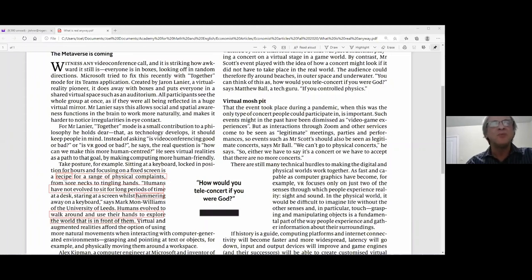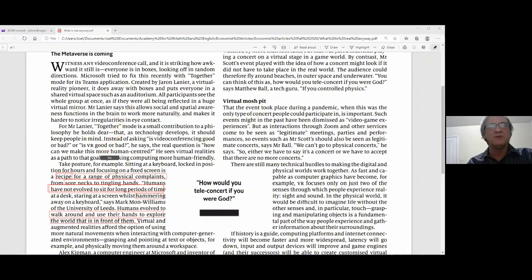Okay, what are those physical complaints? Sore necks, tingling hands. I'm sure you guys are typing a lot more than you used to. And maybe some of you have sore necks, tingling hands. And that's the challenge because we're on the computer a lot more than we were before. Notice how it says, humans have not evolved to sit for long periods of time at a desk. You guys have, I'm sure, studied biology and evolution, and we've evolved in a certain way. And certainly the way evolution is, we haven't really evolved to sit hammering away at a keyboard. That's not what we evolved to.